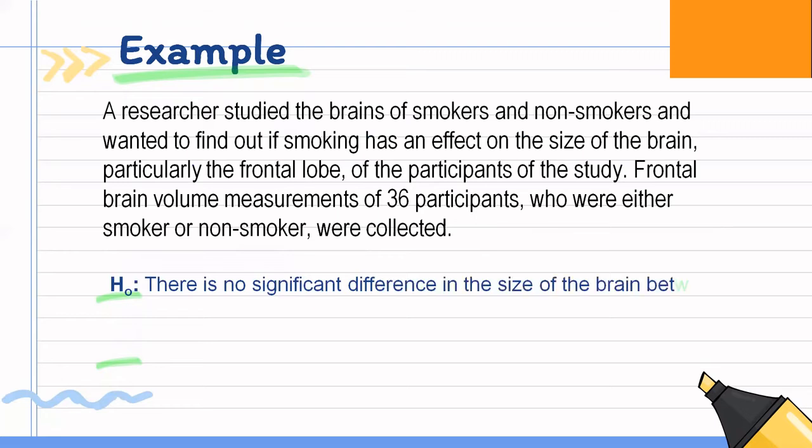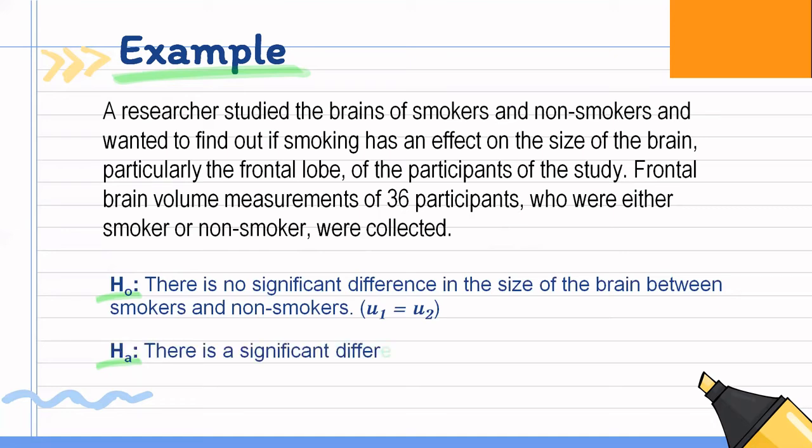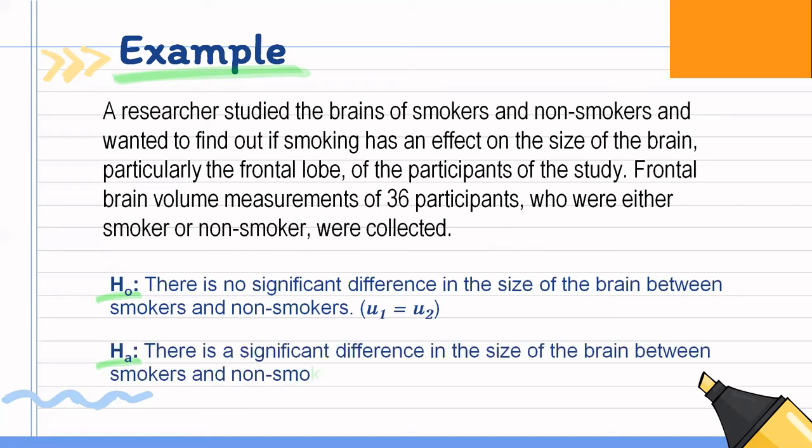Our null hypothesis is that there is no significant difference in the size of the brain between smokers and non-smokers, and our alternative or research hypothesis is that there is a significant difference in the size of the brain between smokers and non-smokers.